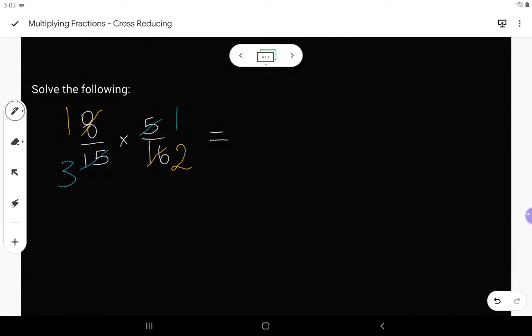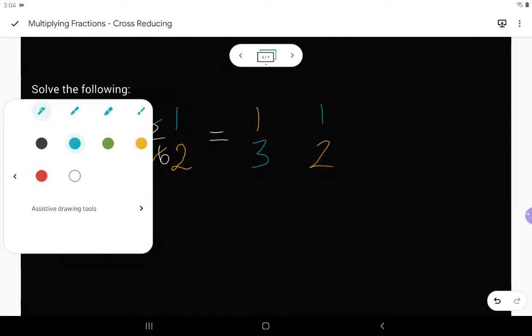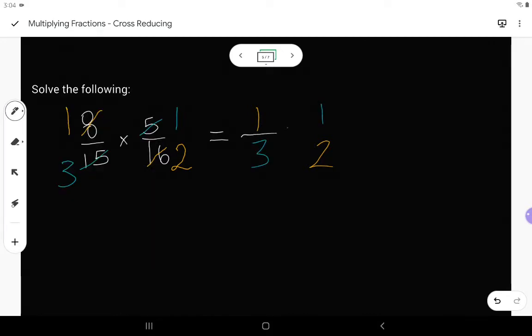So now I'm really looking at, and let me rewrite what we have here. So I have 1 and 2, and I've got a 1 and a 3, and then I'll use white to fill in everything else that we had. So I've got 1 over 3 times 1 over 2. This is the exact same question that I just had. 1 times 1 is 1, and 3 times 2 is 6.